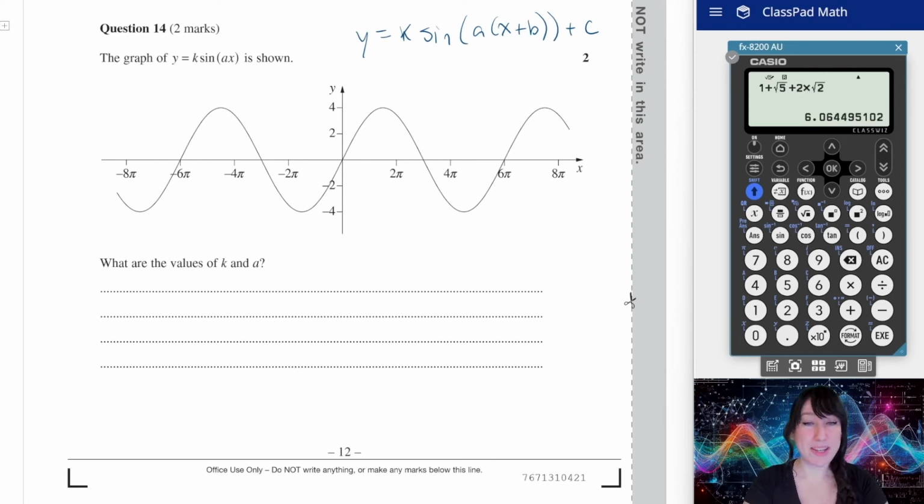Normally, sine goes between -1 and 1. This graph goes between -4 and 4. The amplitude is 4. The vertical dilation is 4. And so k is equal to 4.